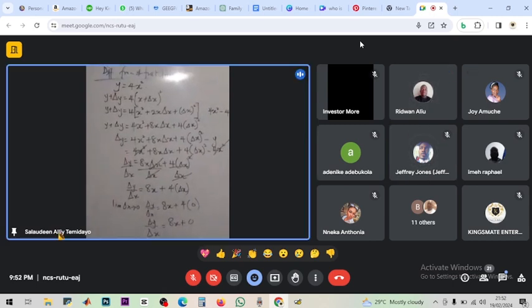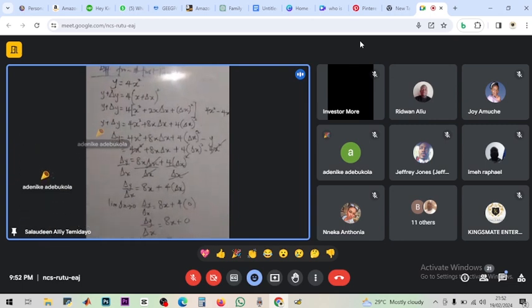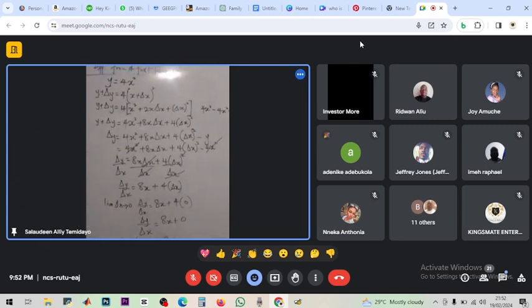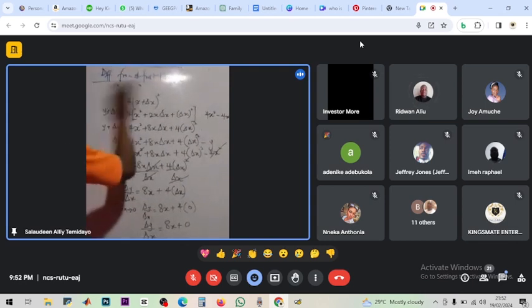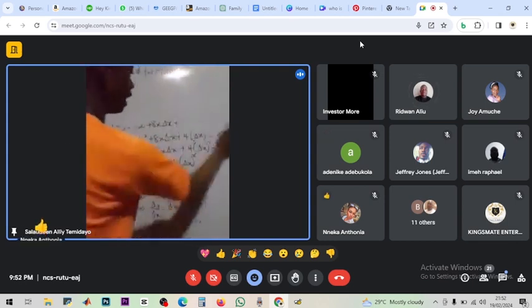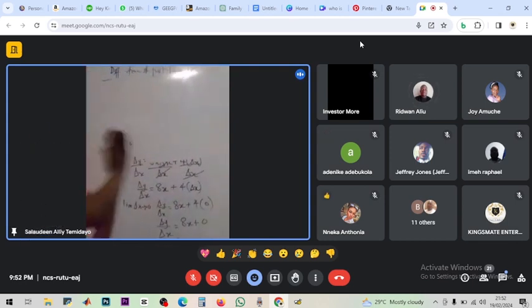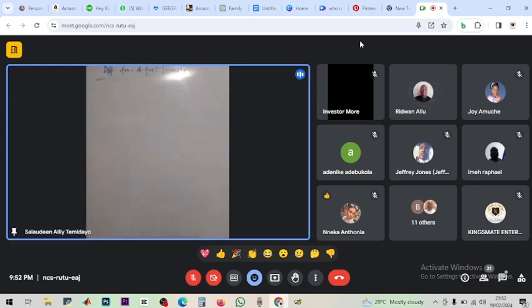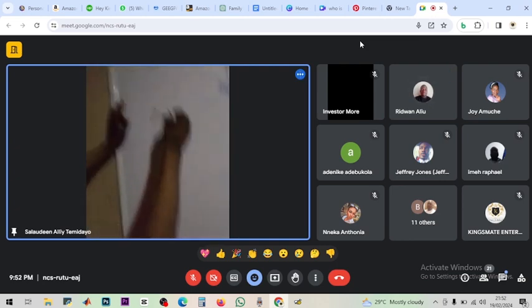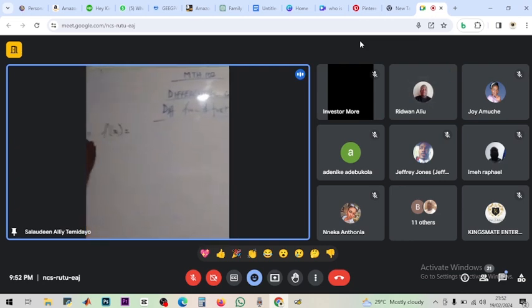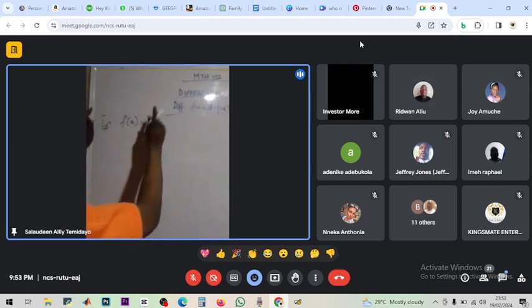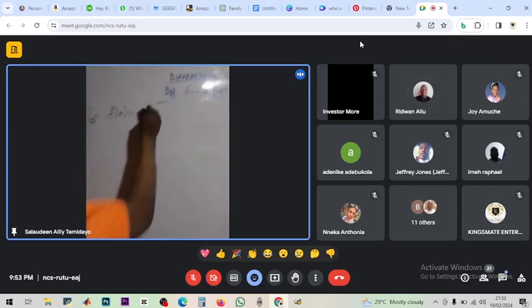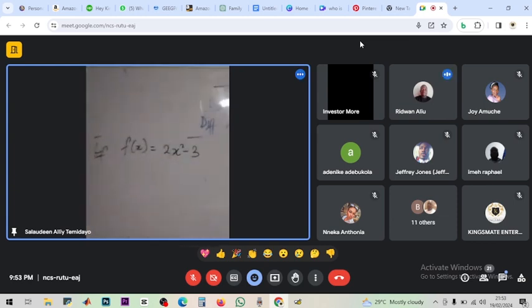Let's take one more example. I'm going to use 2x squared minus 3 now. Please don't be confused though, I'm going to change the way again. I'm going to write the question out this time around. Let's say this is the question: if f of x equals 2x squared minus 3.